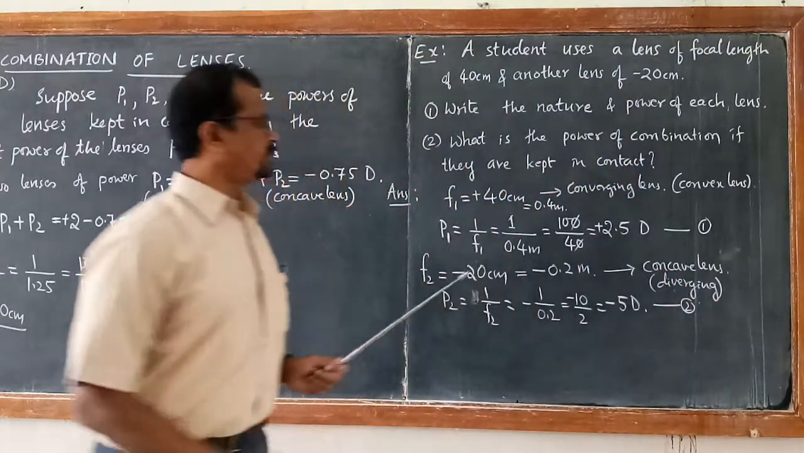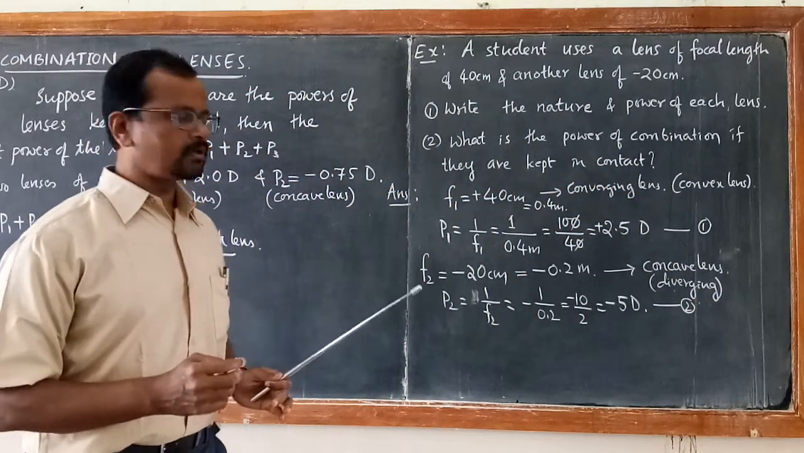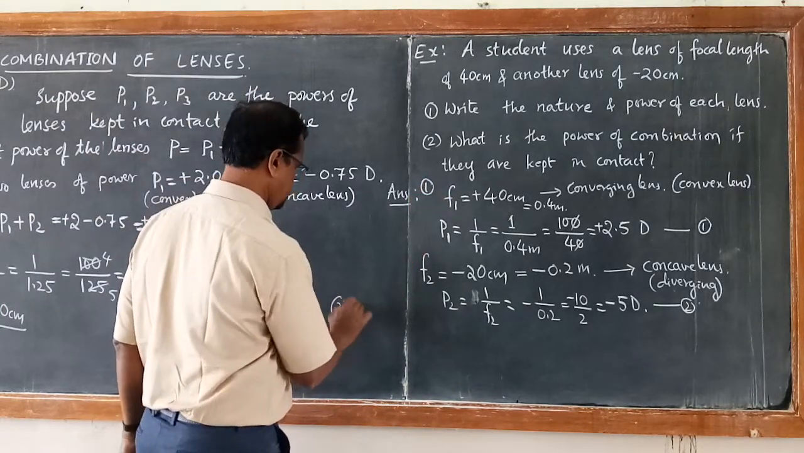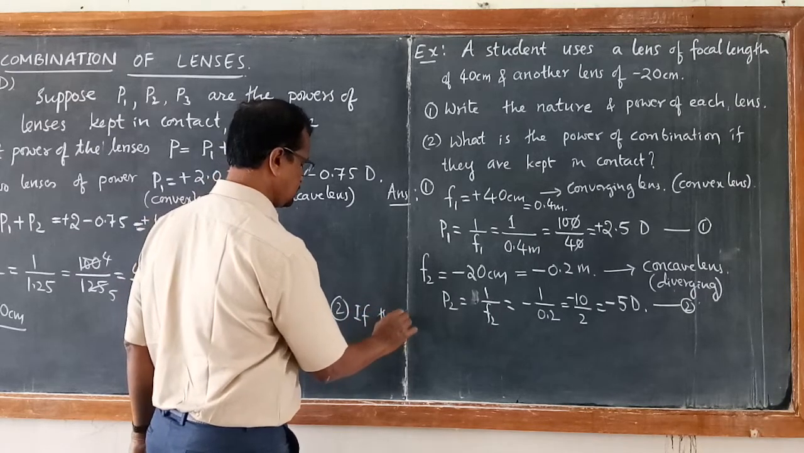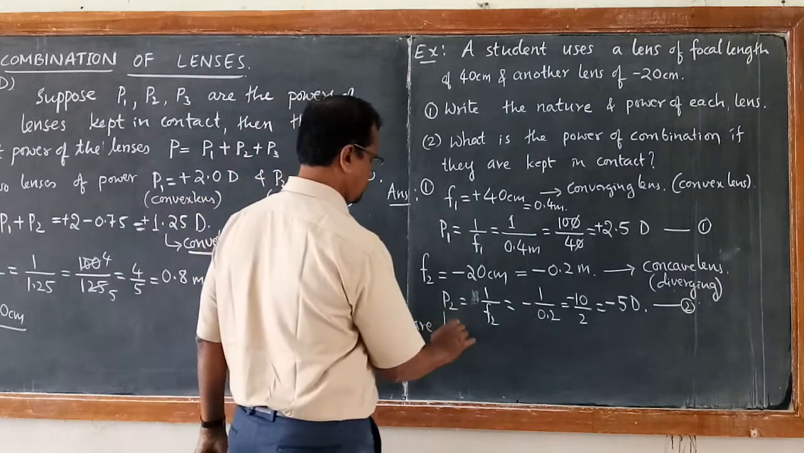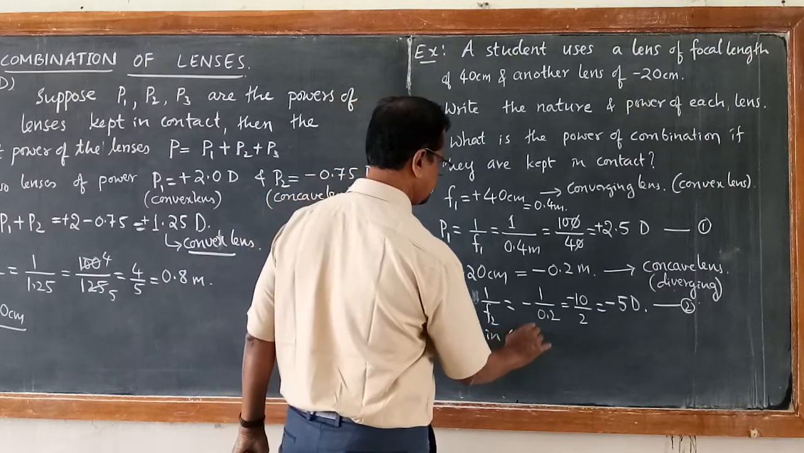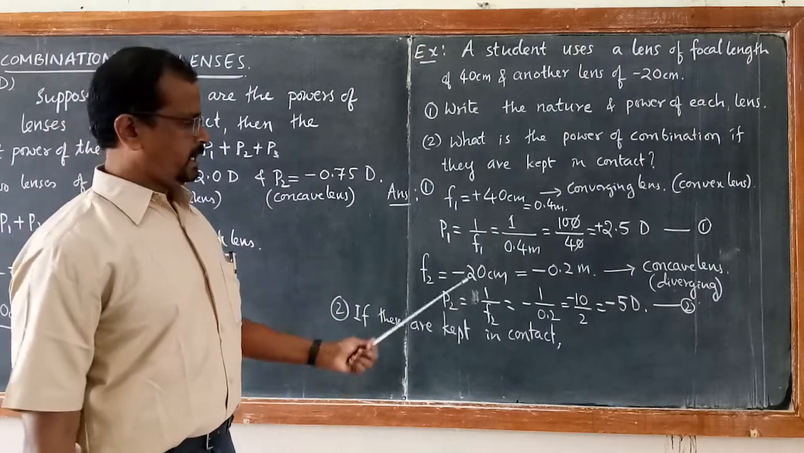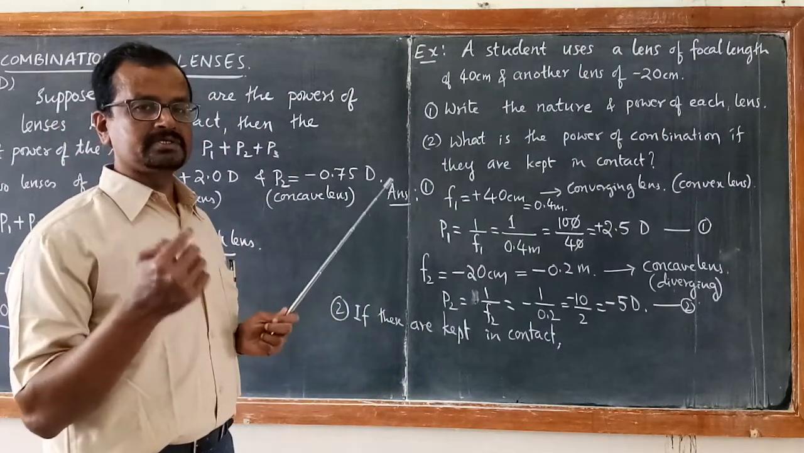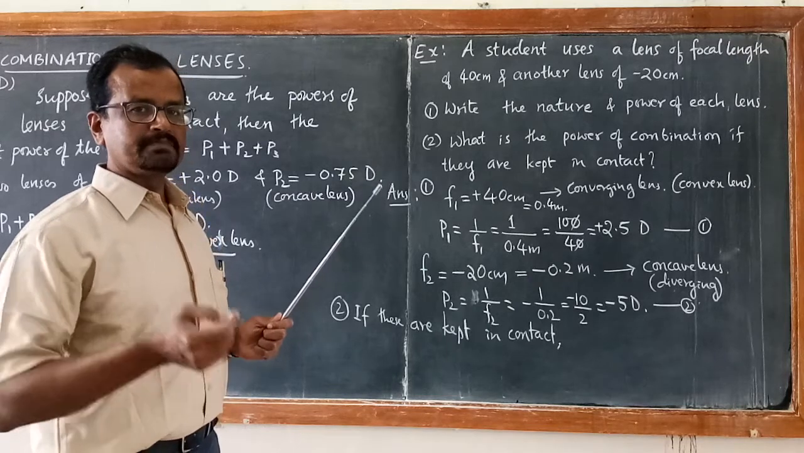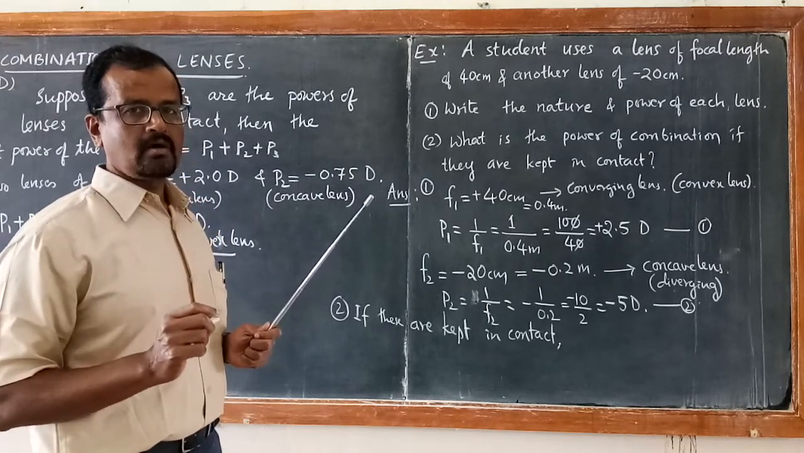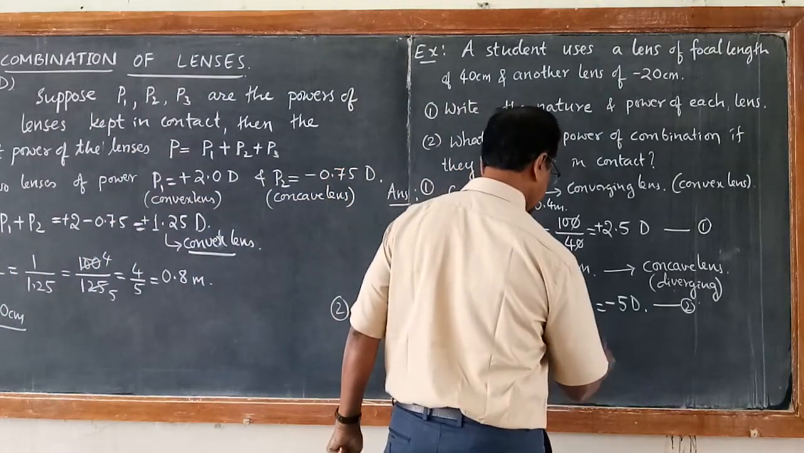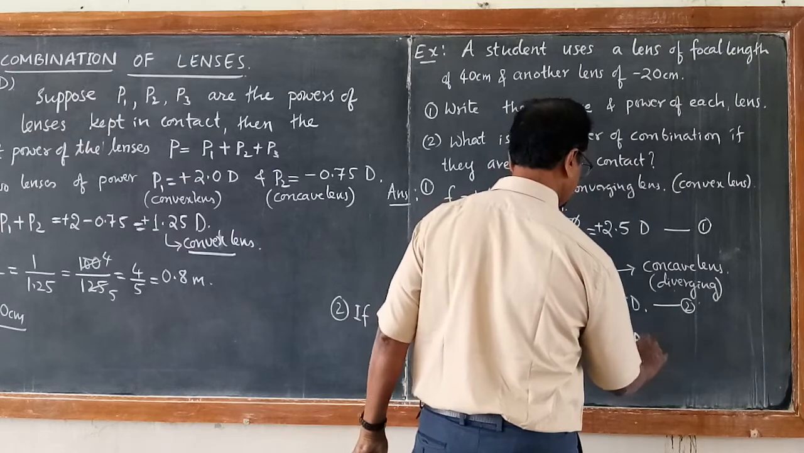Now in case they are combined by keeping them in contact, that becomes the second problem. If these are kept in contact, you can calculate their net power, and how does that net power of the combined lens system behave? Does it behave like convex or does it behave like a concave? Let us see. When they are kept in contact, net power P is equal to P1 plus P2.